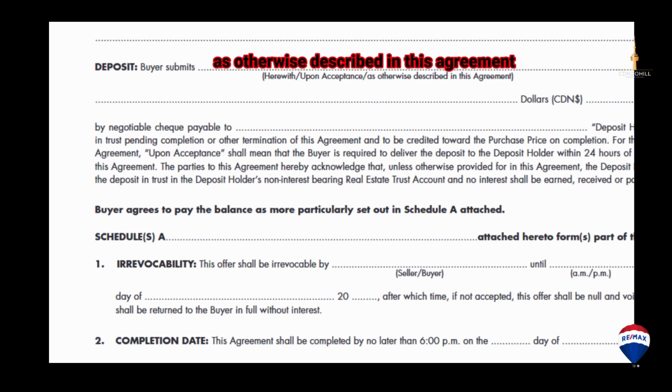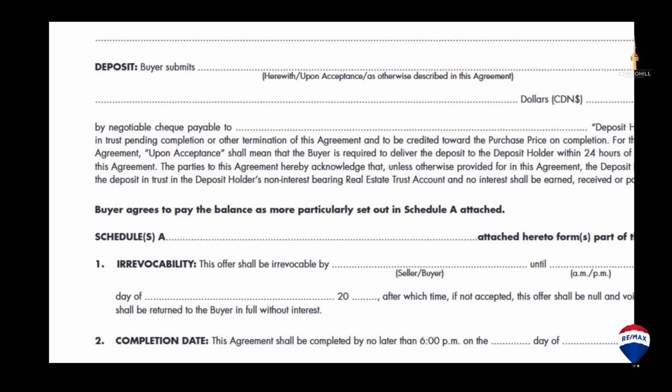As otherwise described in this agreement, this phrase acts as a catch-all. It acknowledges that there might be specific circumstances or clauses elsewhere in the agreement that modify the standard deposit timing. For example, there might be a condition related to financing. The agreement might state that the deposit is due only after the buyer has secured financing. This overrides the standard upon acceptance timing.